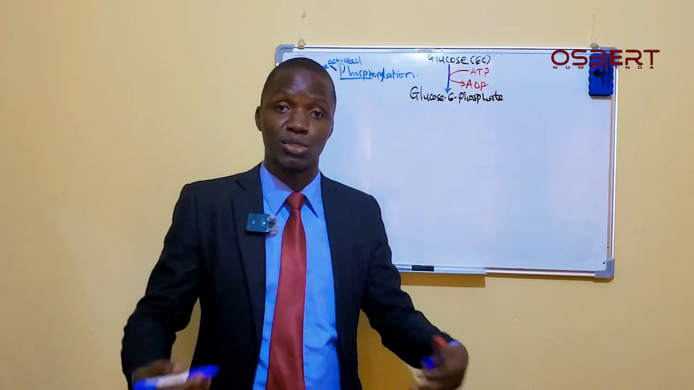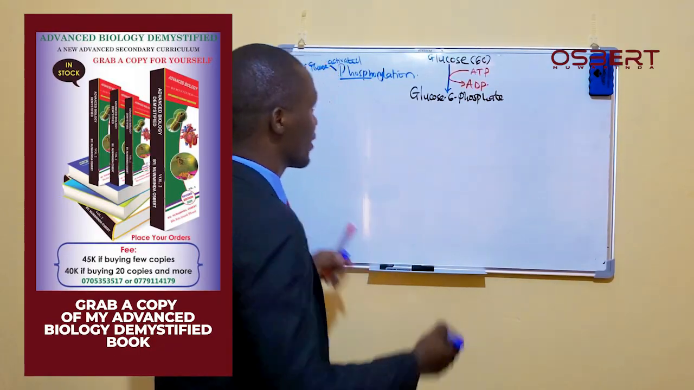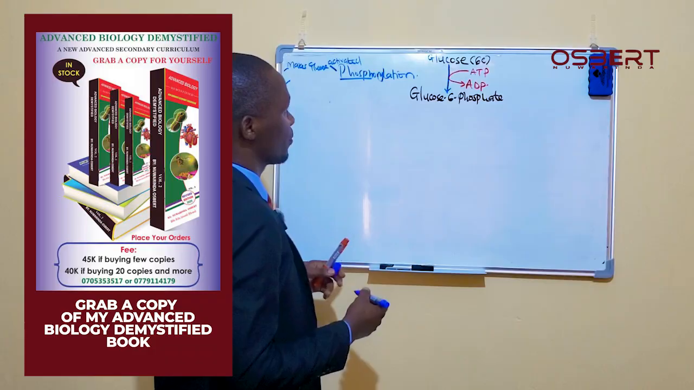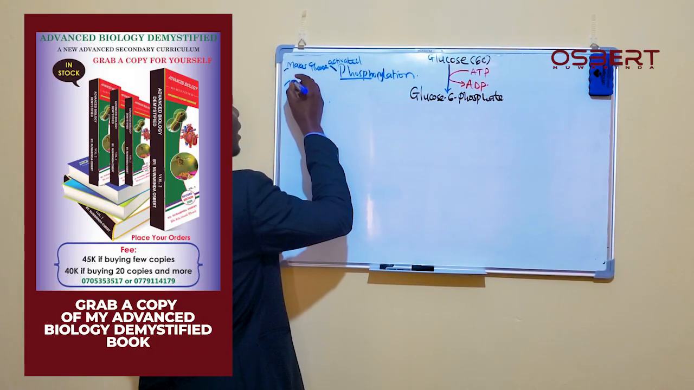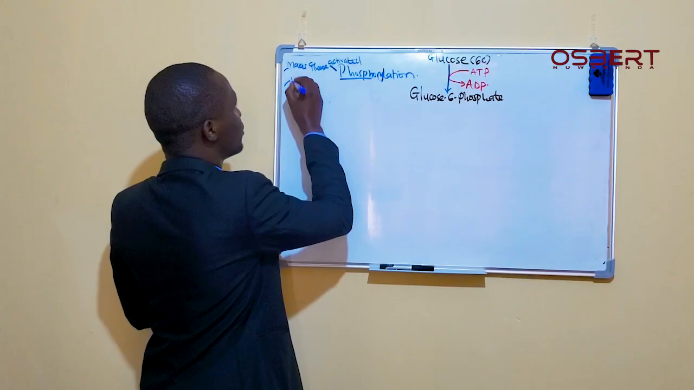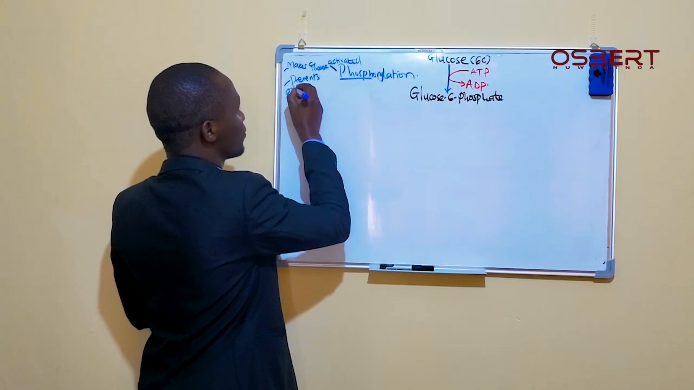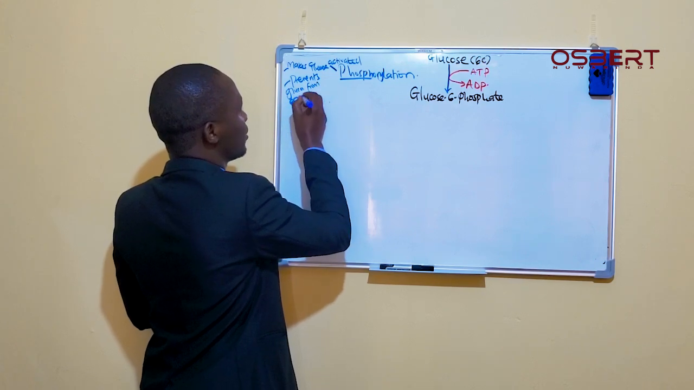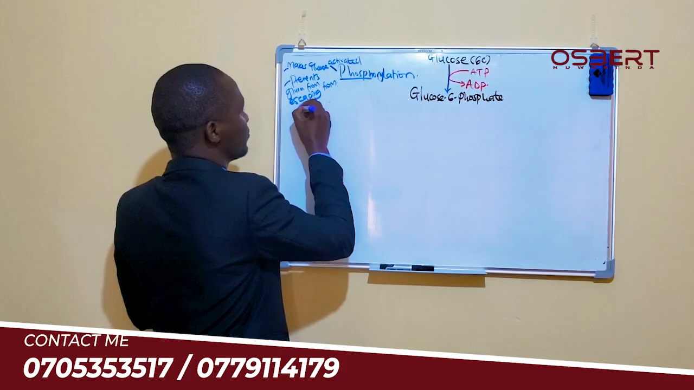It becomes now activated to start participating in the reaction. Number two, we are saying another importance of this first step. Another importance of this first step is that it prevents glucose from escaping from the cell.